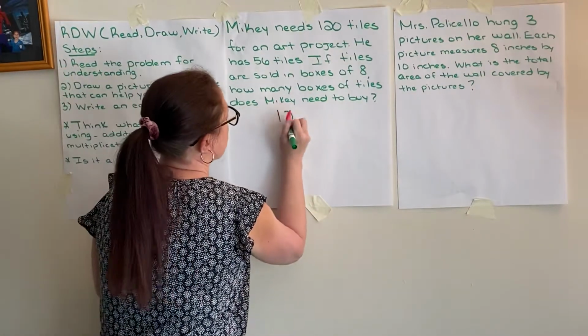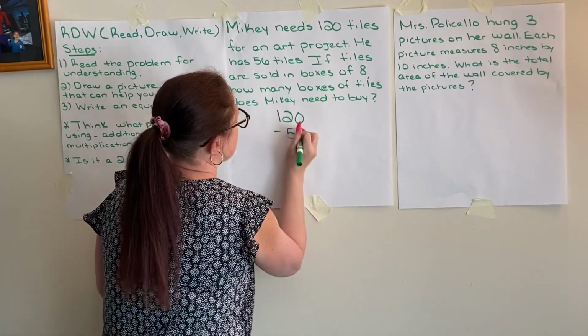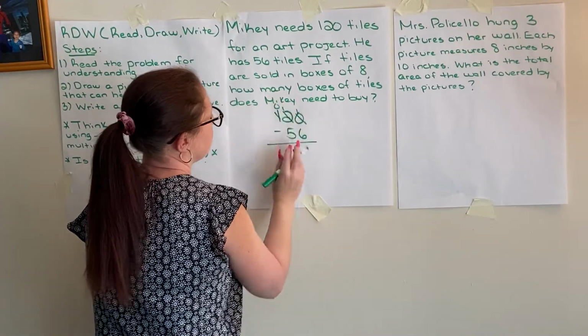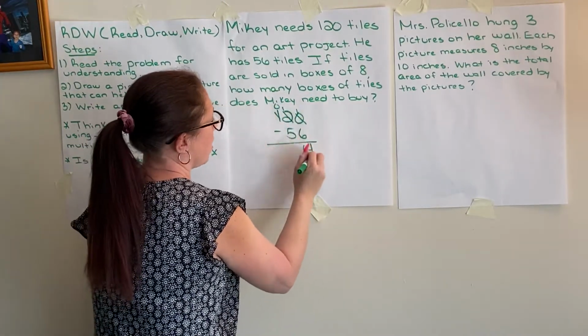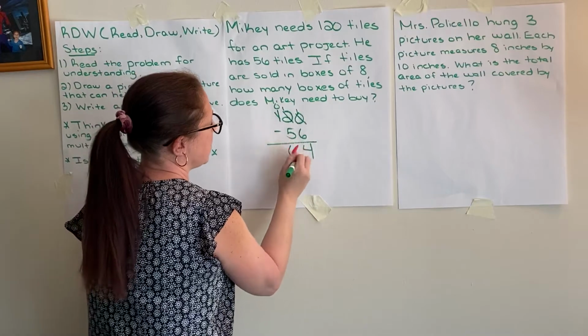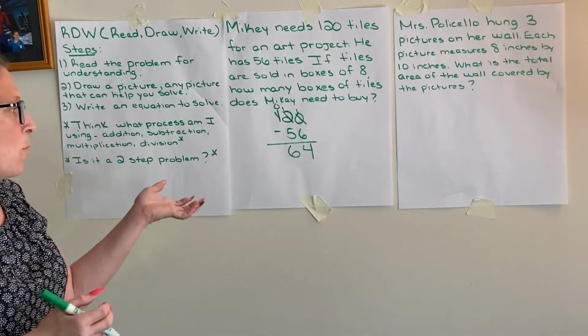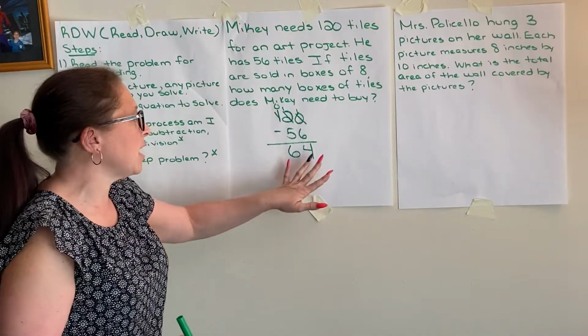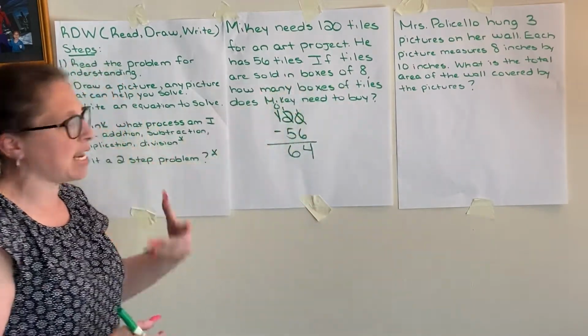So let's subtract 120 minus 56. We're gonna get our borrowing. 10 minus 6 is 4. 11 minus 5 is 6. So we know it has 64 tiles left.